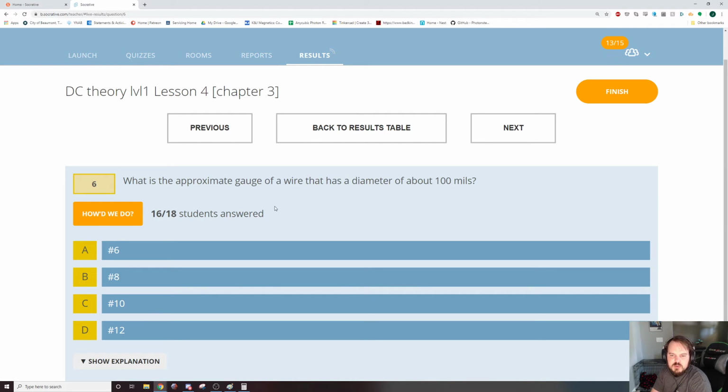This was the approximate gauge of a wire with a diameter of about 100 mils. So you're going to look on Chapter 9, Table 8. And we already determined that it's about 10,000 circular mils, which is the easiest to remember because it's number 10. Look on Chapter 9, Table 8 because this is the first time y'all are seeing that information. Chapter 9, Table 8 is at the back of your code book.